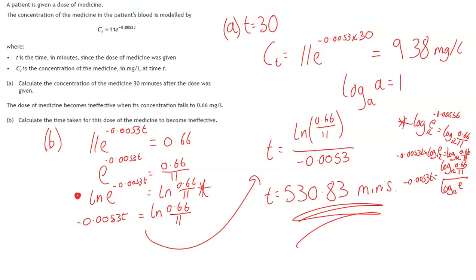Now, part A is worth a single mark just for getting to the 9.38. Part B is worth 3 marks. First one for dividing by the 11. Second one for then taking the logs and using the rules of logarithms to get to there. And then the third one for getting your t at the end there like that.